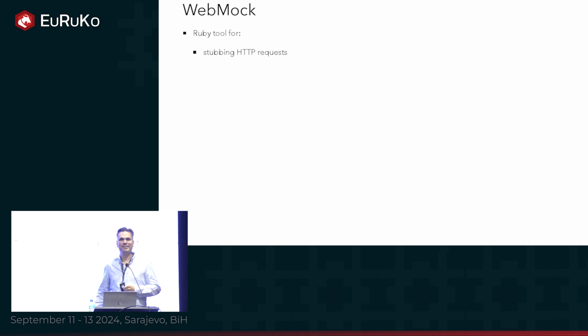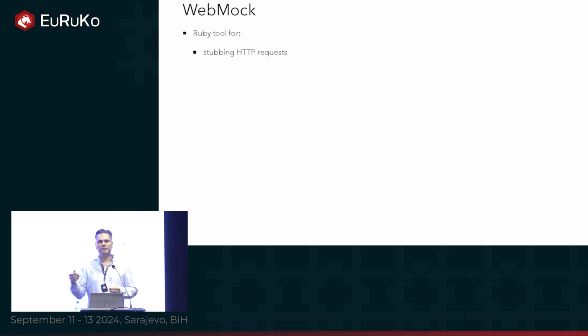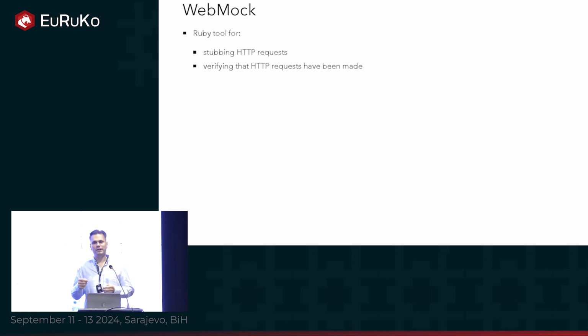Okay, so what is WebMock for? First, WebMock allows you to stub HTTP requests. But what does it mean? It allows you to declare fake responses so that when your Ruby application makes an HTTP request, a fake response will be returned instead of making a real HTTP connection. And it also allows you to verify that a request has been executed, whether that was a stubbed request or a real request.